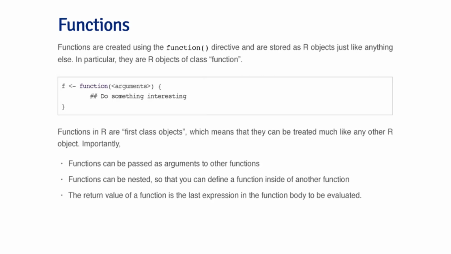One nice thing about R is that functions are considered what are called first class objects. So you can treat a function just like you can treat pretty much any other R object. Importantly, this means that you can pass functions as arguments to other functions. This is actually a very useful feature in statistics. Also, functions can be nested, so you can define a function inside of another function, and we will see what the implications of this are when we talk about lexical scoping.